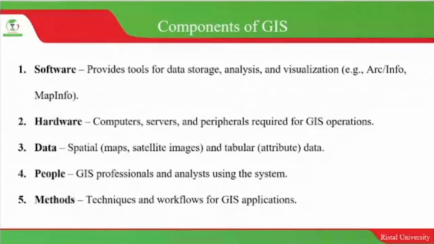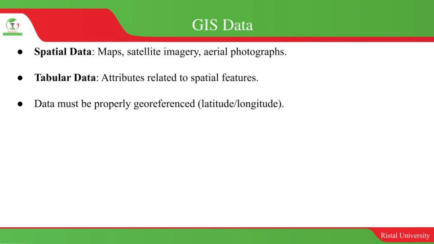So, what are some of the components of these geographical information systems that you're hearing about, for those who might be hearing about it for the first time? The software provides tools for data storage, analysis, and visualization. So we have ArcInfo and MapInfo, but also there is the hardware, which is the computer servers and the GIS operations. Like I said, at the end of this lecture, I will share with you one of the GIS tools, which is Quantum Geographical Information Systems.